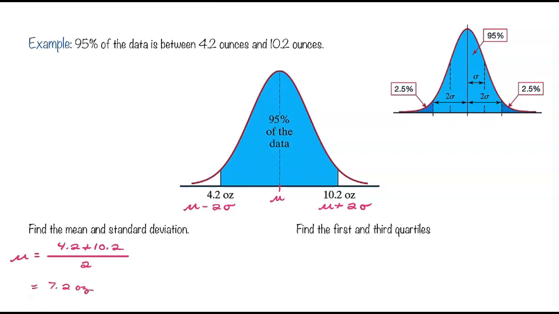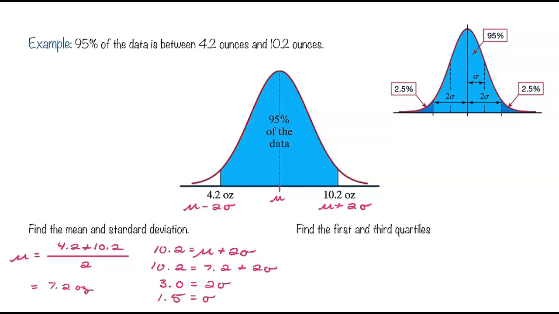Now we can find the standard deviation using either 4.2 or 10.2 ounces. If we consider that 10.2 ounces is equal to the mean plus 2 times the standard deviation, we can fill in 7.2 for the mean and solve for the standard deviation. Subtracting 7.2 from both sides, we have 3.0 is equal to 2 times sigma. And dividing both sides by 2, we find that sigma, or the standard deviation, is equal to 1.5.